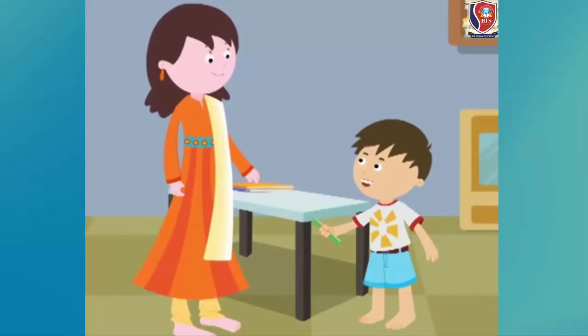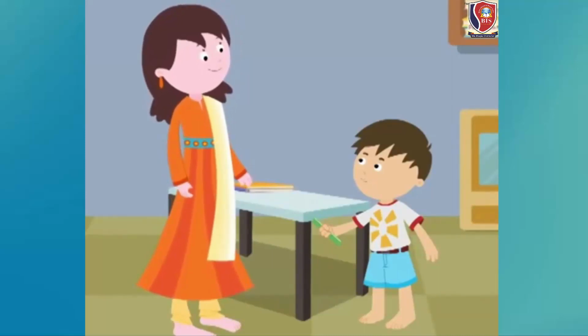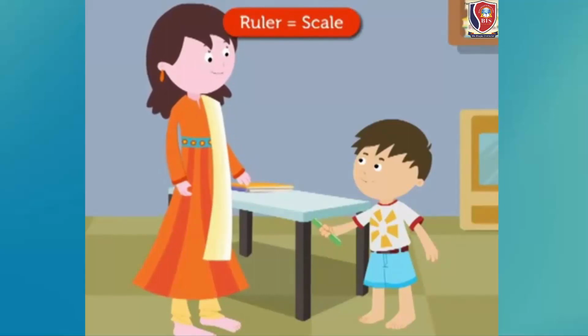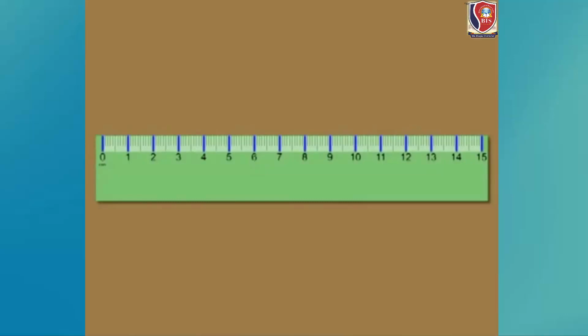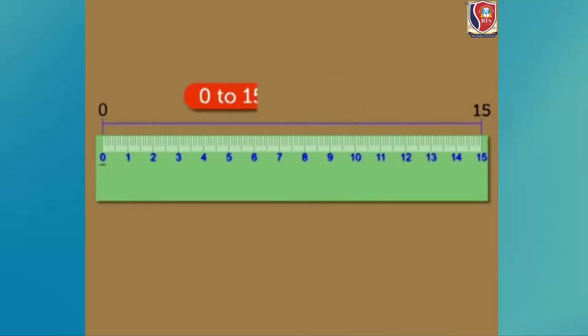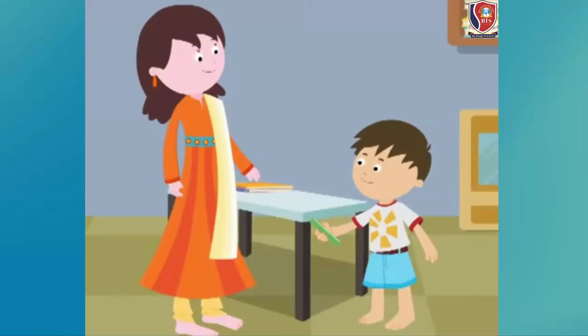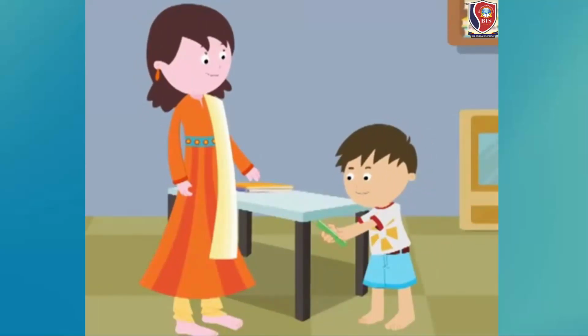Mom, isn't a ruler also called a scale? Yes, dear. A ruler is also called a scale. And what are these markings on it? These markings indicate the centimeters. We can measure the length of any object in centimeters. Here, the numbers 0 to 15 show 0 to 15 centimeters. So these show the centimeters.